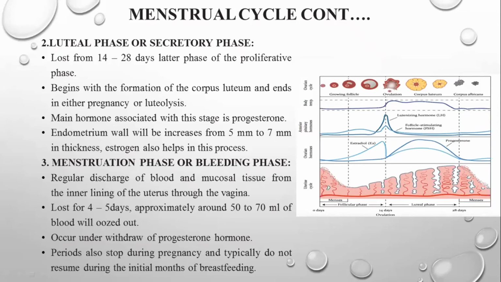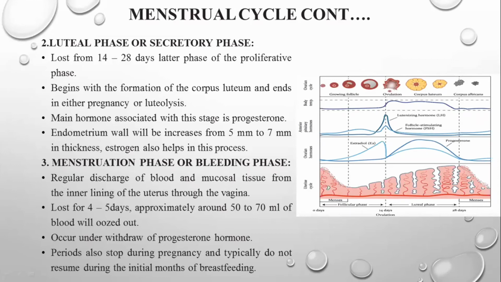If it is not so, the corpus luteum undergoes luteolysis. That means it is going to get disintegrated and absorbed in the ovary itself. That process we call luteolysis. The main hormone associated with this stage is progesterone. Its main process is to develop the endometrium wall, increasing from 5 to 7 millimeters thickness, and a little bit of estrogen hormone also plays a vital role in this process.